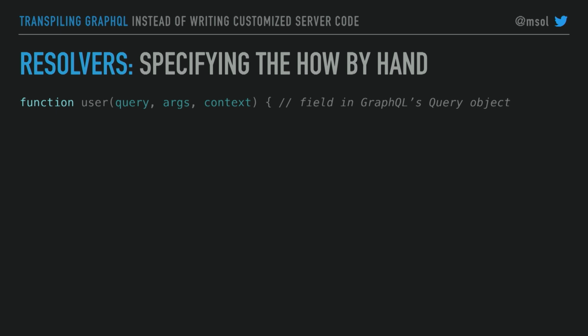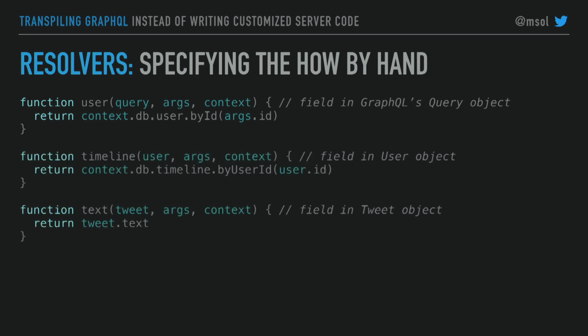So let's look at the implementation of this function. It'll probably look something like this. You can see on the right there, we pull out the ID argument that was passed in, and we're going to take that and pass it to some database accessing function that's on our context. So we'll take the user ID and use it to look up a user by ID. Nothing very earth-shattering here.